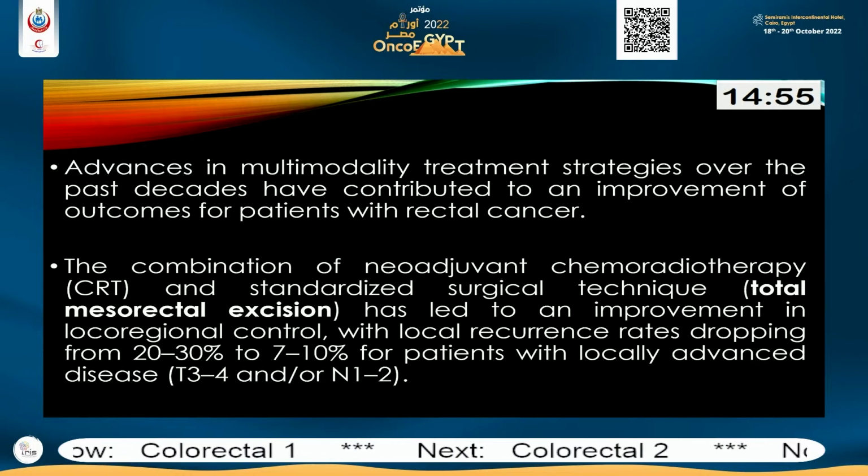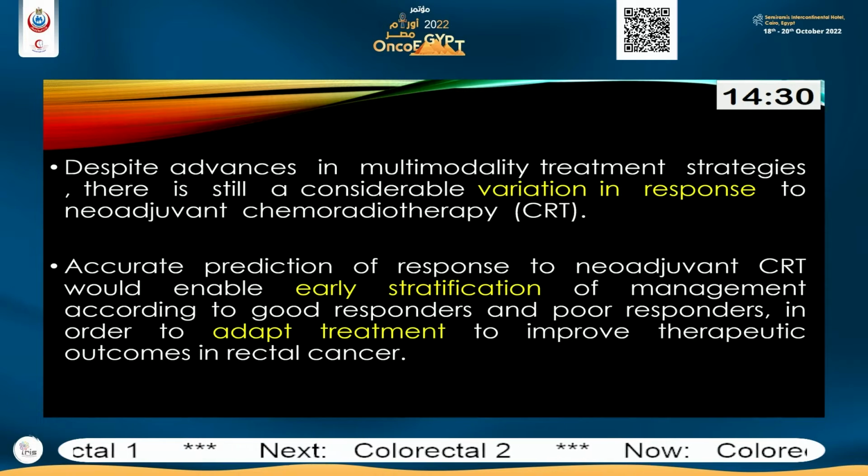Advances in the multimodality treatment strategies over the past decades have contributed to an improvement in the outcomes of patients with rectal cancer. The combination of adjuvant chemoradiotherapy and the standardized surgical technique, meaning total mesorectal excision, has led to an improvement in local regional control, with the local recurrence rate dropping from 20 to 30% to about 7 to 10% of patients with locally advanced rectal cancer.